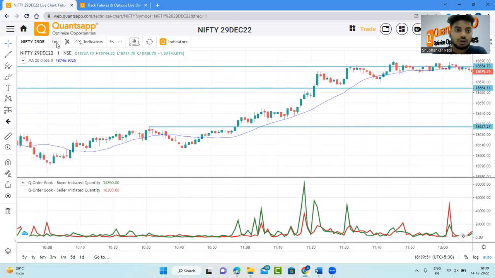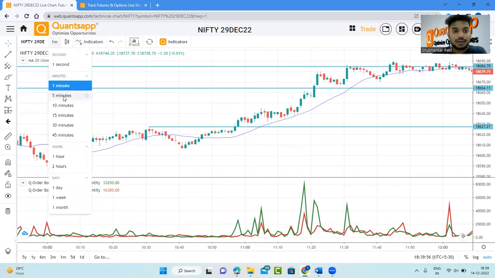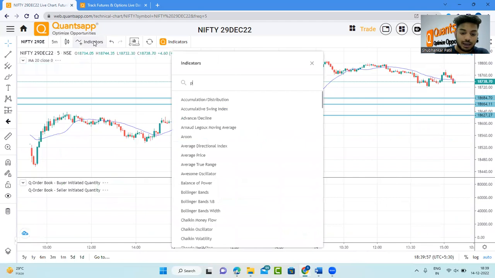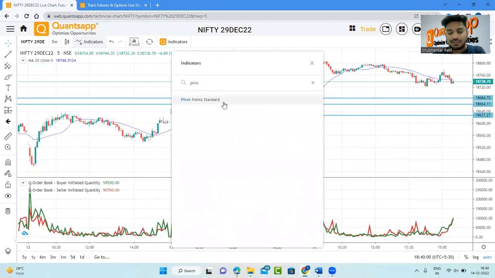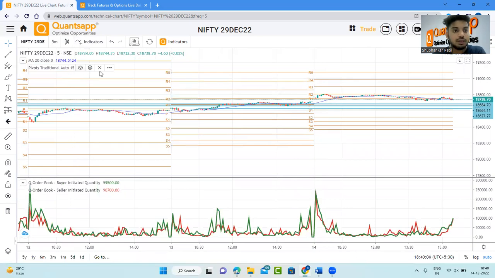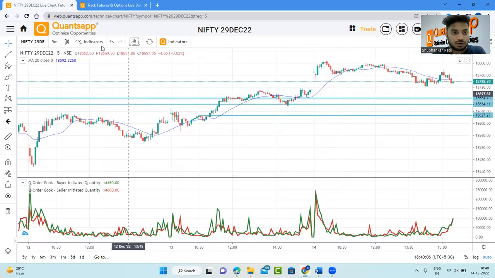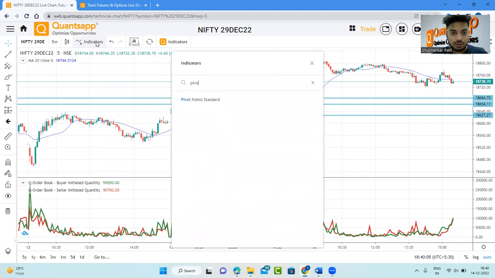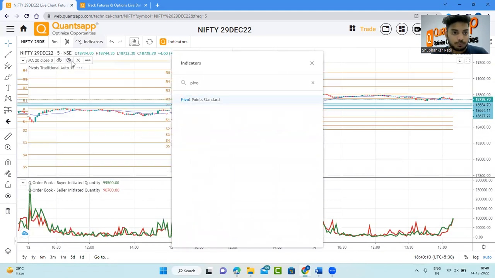Another thing you can use along with this to trade better is a 5-minute chart with a pivot plotted. You can keep everything as it is, that is fine, but if you want to make it much simpler, just plot a pivot and remove the moving average.